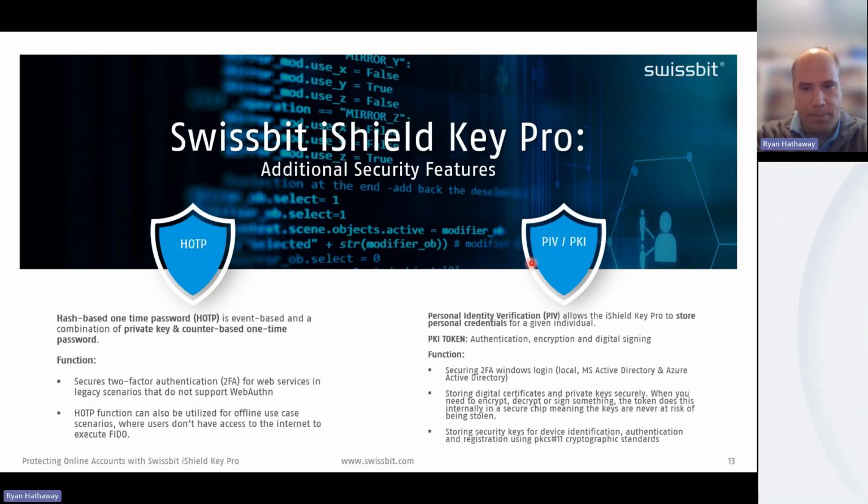We also have things like PIV, personal identity verification, or smart card. With the smart card, you can do a lot of things like digital certificates. You can secure private keys. You can also do things like physical access. So, for example, our Key Pro works with things like HID, MIFARE. You can use it to gain access to a building, same as you would with a fob. So with one key, you can use it for physical access to a building.